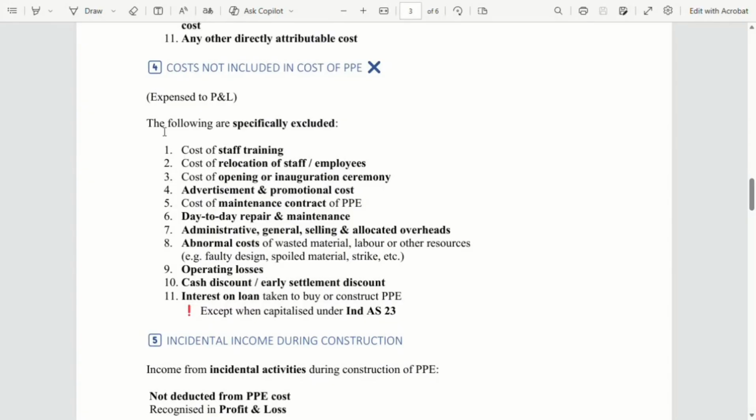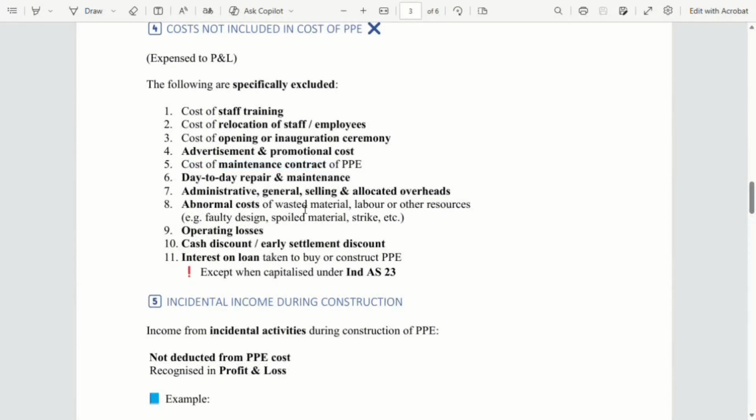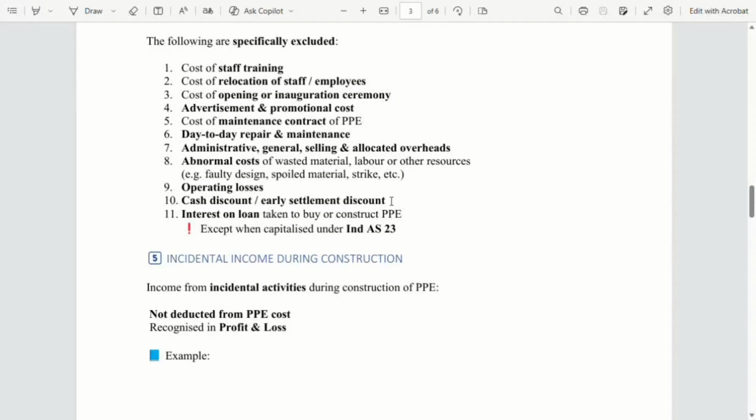Then all these costs are not going to be included in the property, plant and equipment. Those costs are staff training, relocation, opening, inauguration, advertisement, maintenance contract. This is important. There is a question on this. Then day to day repairs and maintenance, any type of overheads, abnormal cost, operating losses, cash discount, we are going to record in P&L.